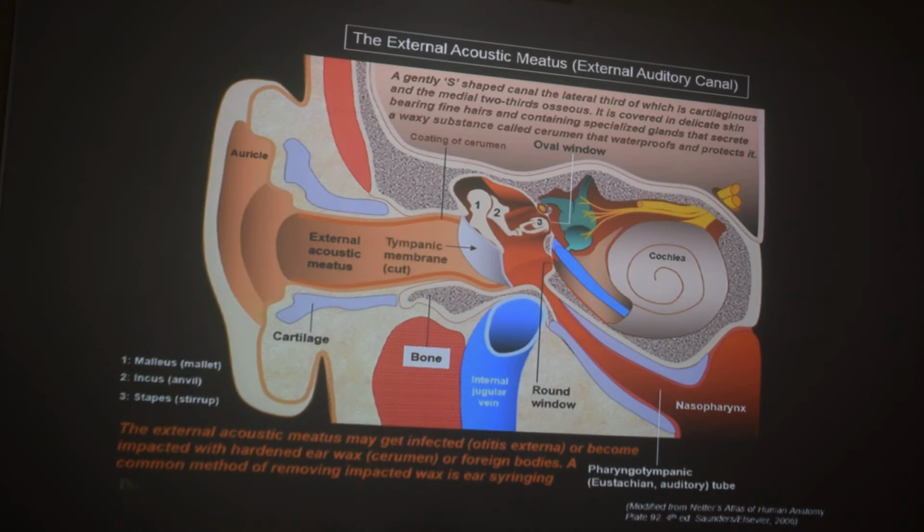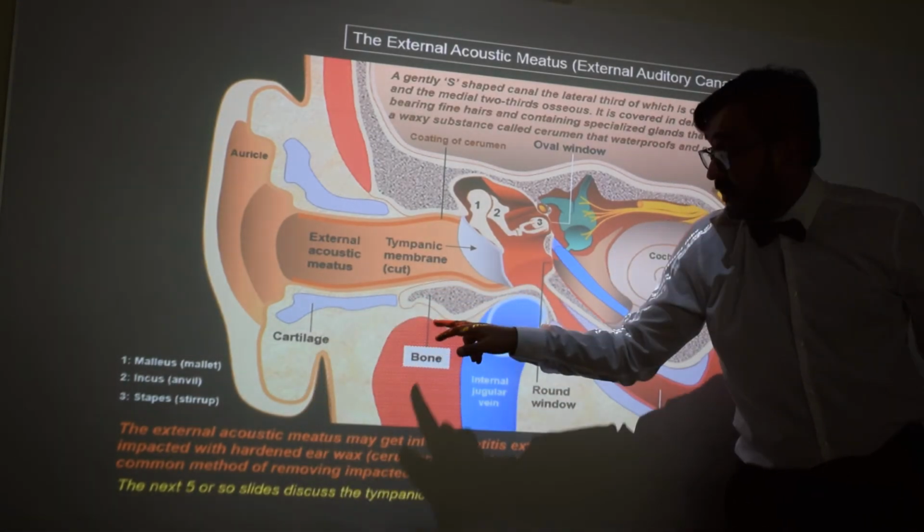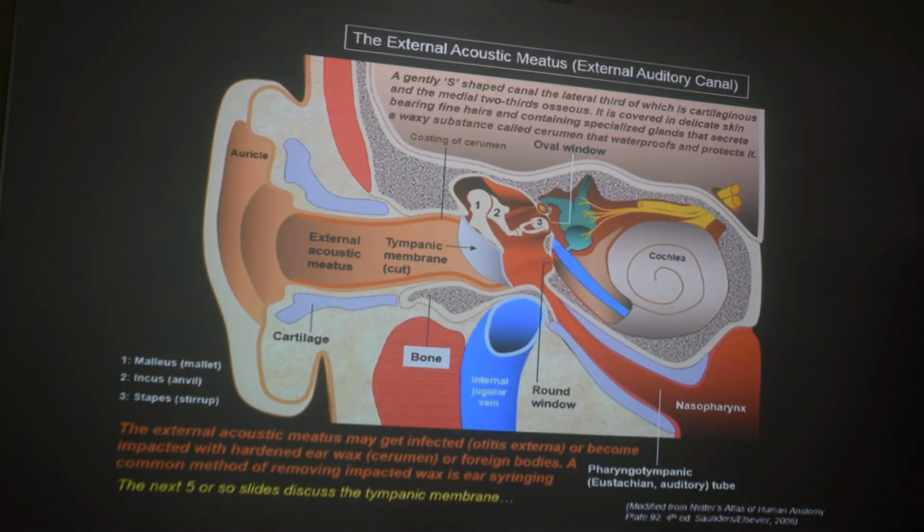Give us the name of the cartilage. This is just a hyaline cartilage. You said in the external area, the lateral one third is cartilage. The same cartilage which is making the auricle is going in and forming this part, the lateral one third. And the medial two thirds of the canal is bony or osseous, formed by the tympanic plate of the temporal bone.